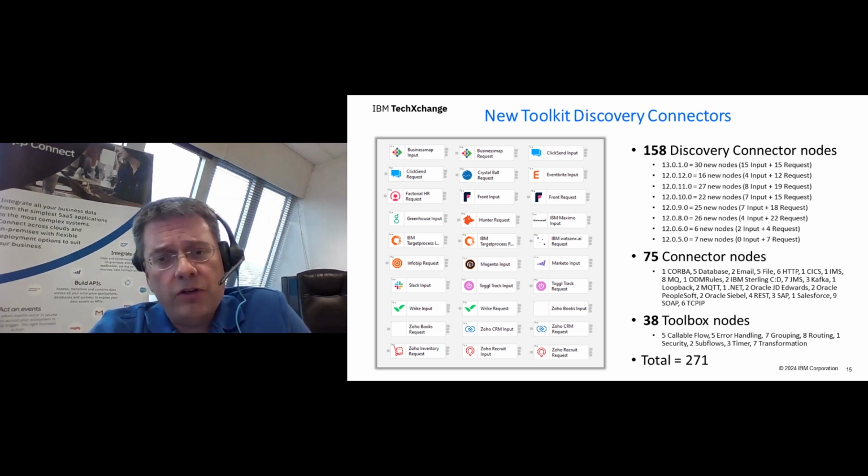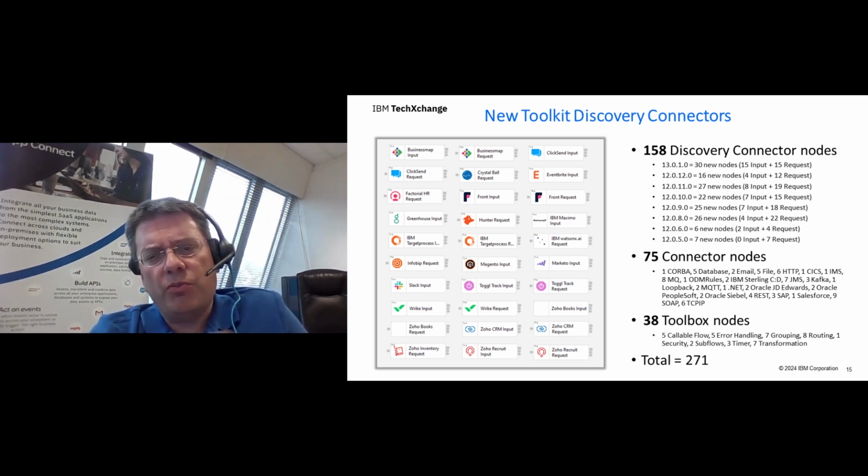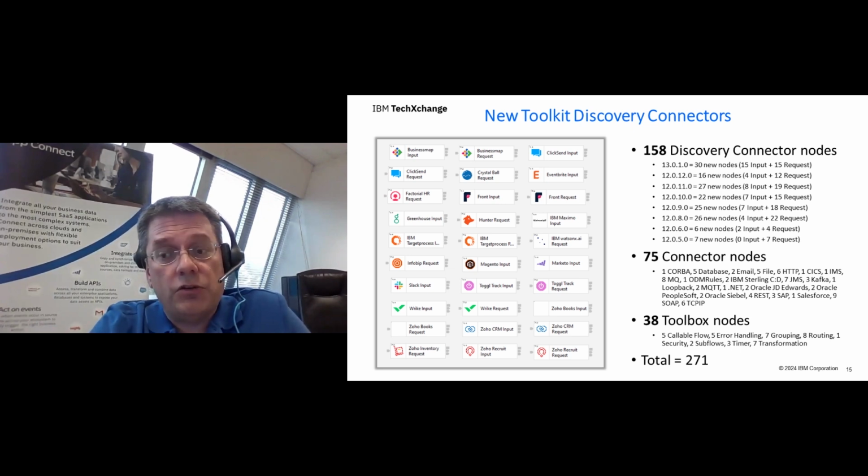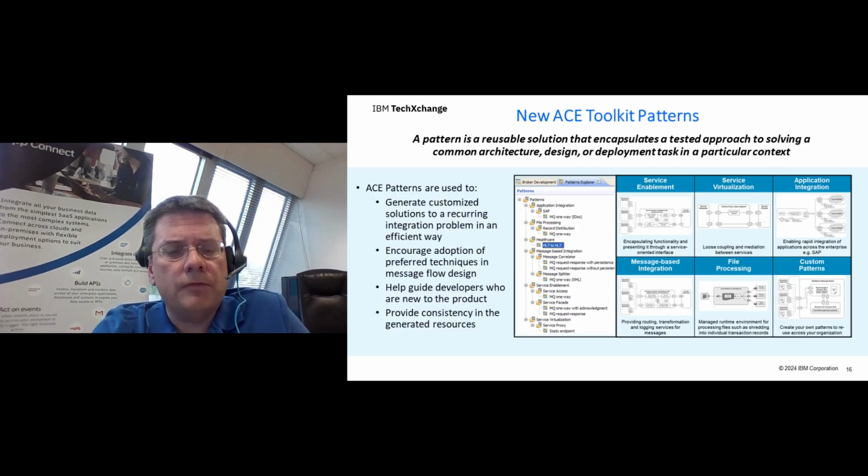We again have toolbox nodes, and toolbox nodes are sometimes a grouping that are a bit more internally focused. These enable you to do things like logging and error handling, grouping data together, and of course, transforming data as it passes through a flow. So lots of new capability in the area of being able to connect to other systems.